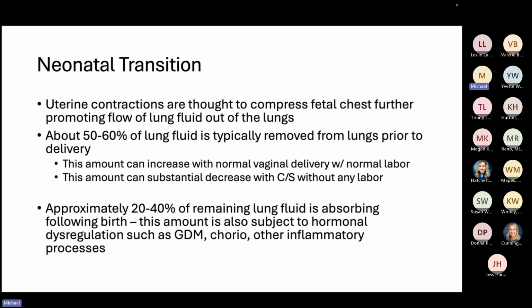the time of delivery, including babies born to moms with gestational diabetes, chorioamnionitis, although there's some suggestion that chorio may, in some cases, increase retained lung fluid and in some cases decrease retained lung fluid. So that's somewhat controversial at this stage. And then other inflammatory processes can also increase the amount of retained lung fluid at the time of delivery.